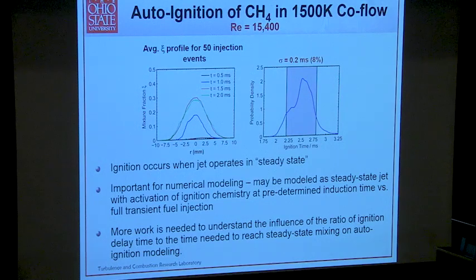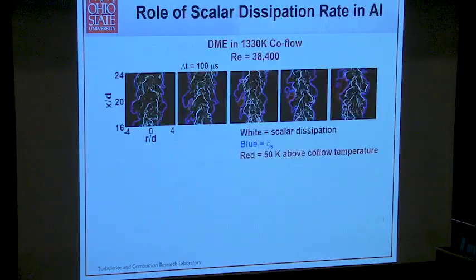Now, this is a nice feature that it's not occurring during the transient, at least for these atmospheric conditions. This is important for numerical modeling because there may be an easier way out instead of determining a full transient fuel injection. If you're just interested in ignition, you may be able to model this as a steady state with activation chemistry with some sort of predetermined induction time. Again, this was just an outcome of one study, but clearly a tremendous amount of work is needed to understand these time scales. Now, where is it igniting and what is the physical mechanism of that?